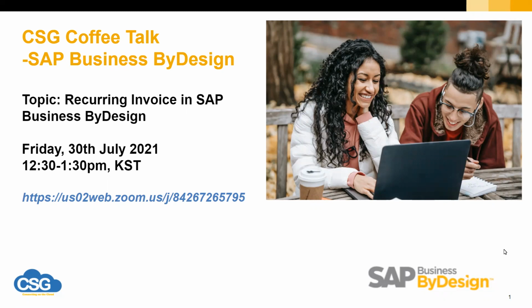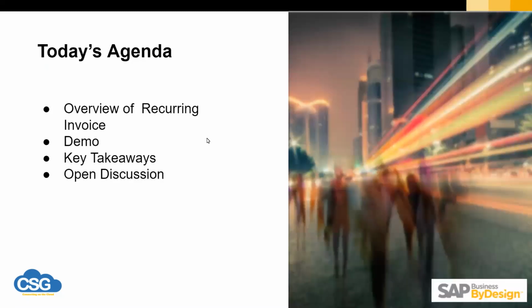Okay, so today's agenda is like this. First, I will give you the overview of recurring invoice. Then I'll show you the demo in the system. That will be followed by the key takeaways from the session. And then we will have the open discussion, which can also include the Q&A session. You can ask the questions.